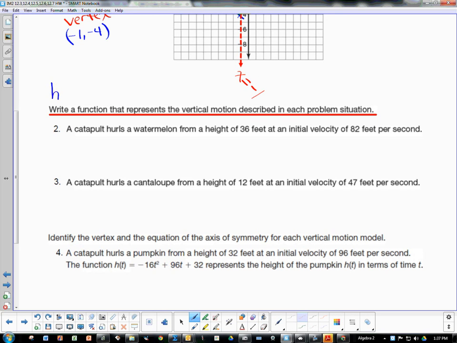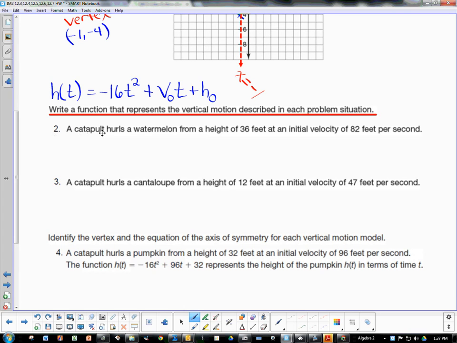The height at some time t is equal to negative 16 t squared plus initial velocity, which is v sub 0, times t, plus initial height, which we call h sub 0. This initial velocity is just the velocity at time equals 0. This is the height at time equals 0. So we're going to use this throughout these questions here.